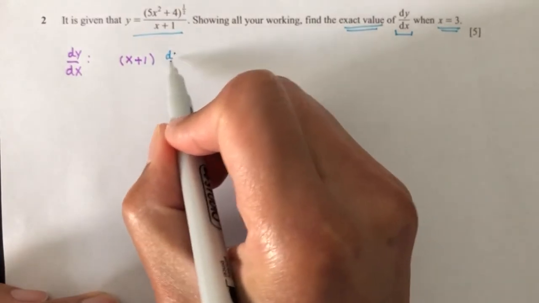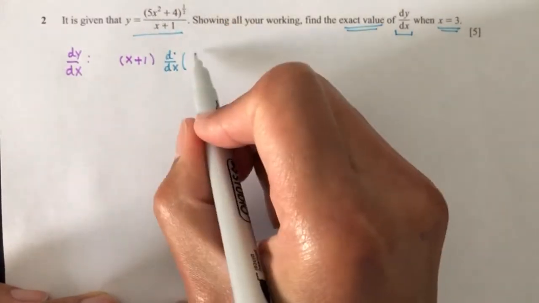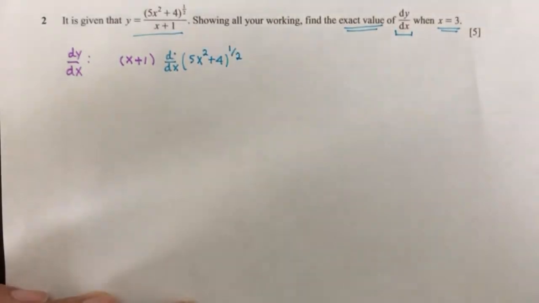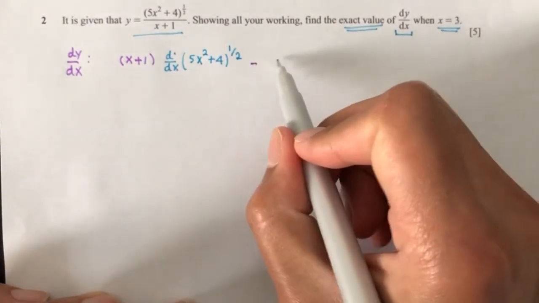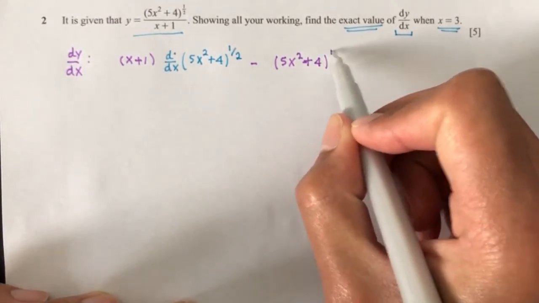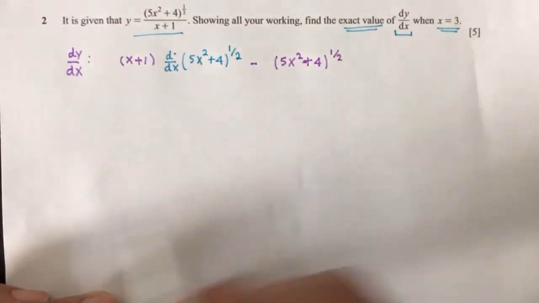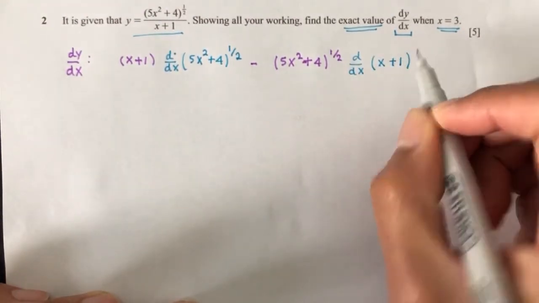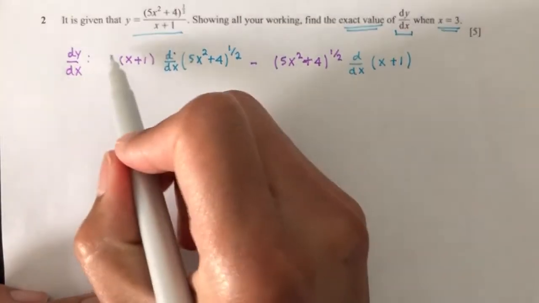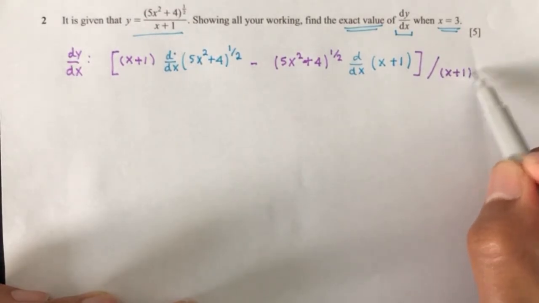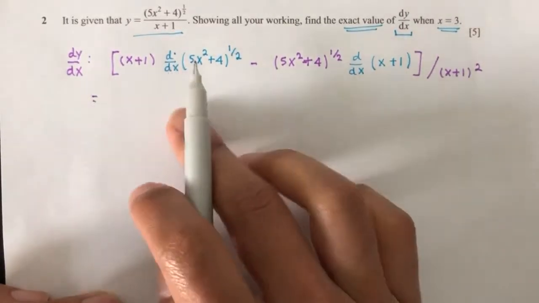Then we have to differentiate the second one, d by dx of this one. Then we have to minus the top one, which is this one, and then we have to differentiate the denominator, which is x plus 1. And then all this we have to divide by this square. So as always, let's try to do this one by one.